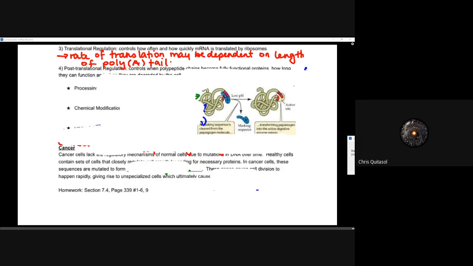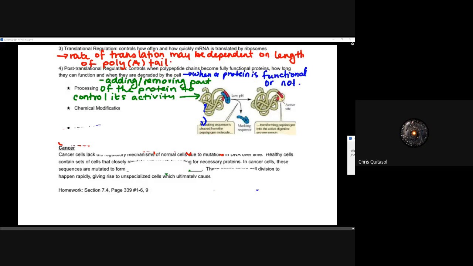And then looking at post-translational regulation, it's the last control that we'll look at. It controls when that polypeptide chain becomes a fully functional protein, how long it can function, and when it is degraded by the cell. A couple of people asked questions over the weekend, like, hey, enzymes are recycled. Are they ever destroyed, or are they ever rebuilt?